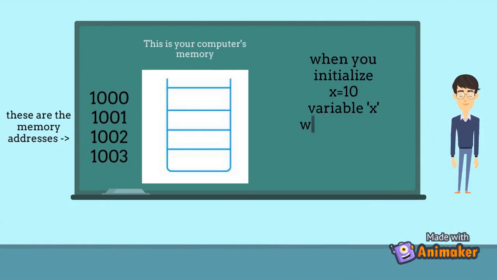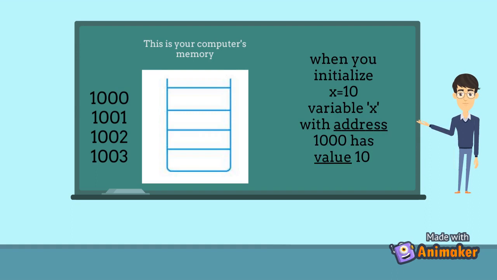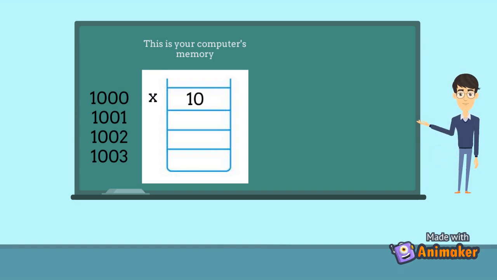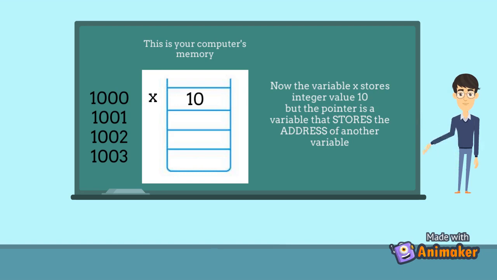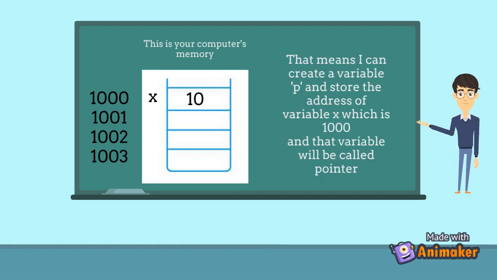When you initialize x equals 10, variable x with address 1000 has value 10. Now the variable x stores the integer value 10. But a pointer is a variable that stores the address of another variable. That means I can create a variable p and store the address of variable x, which is 1000. And that variable will be called a pointer.